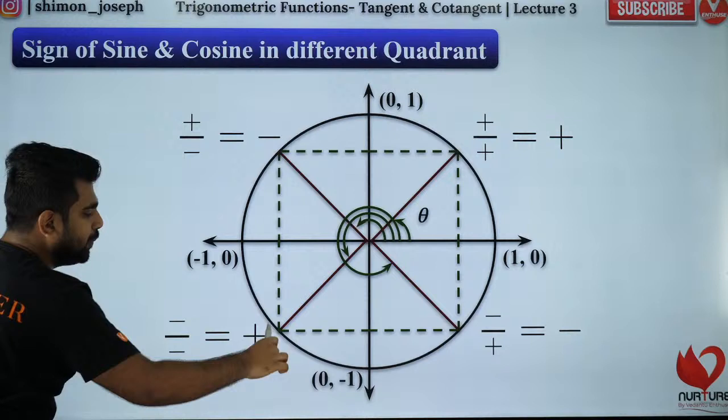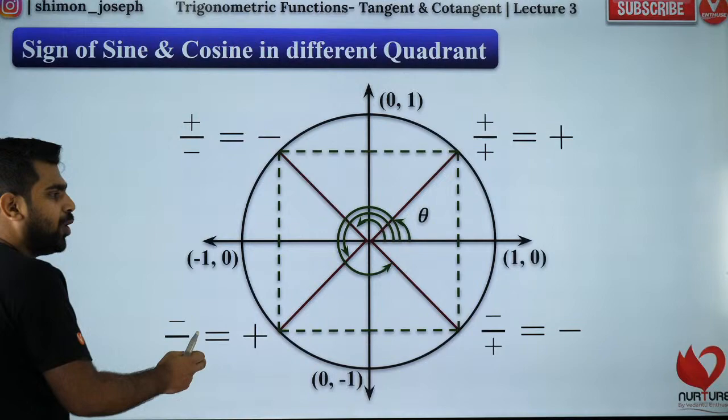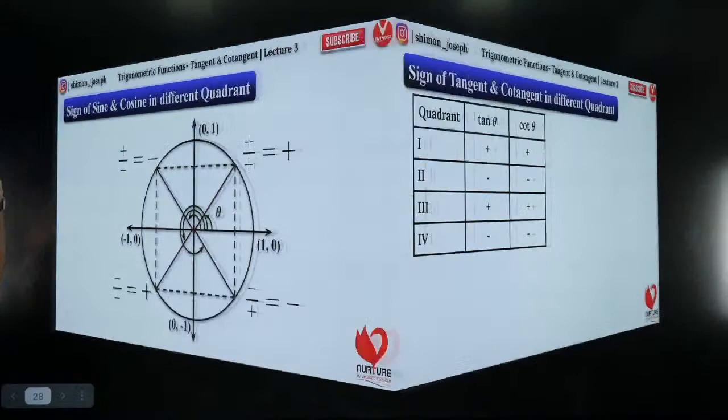But here it will be positive because in the third quadrant, both sine and cos are negative. So negative by negative will become positive. Fourth quadrant, it is negative. So this is how it is derived. I just wanted to show you this animation.